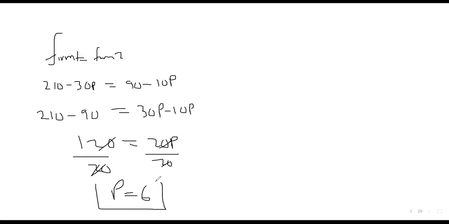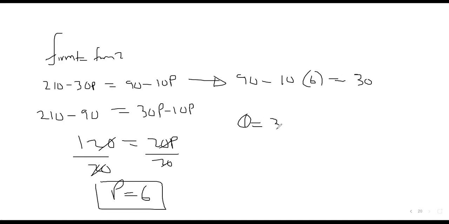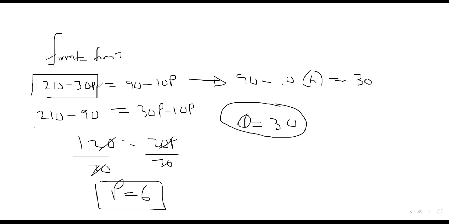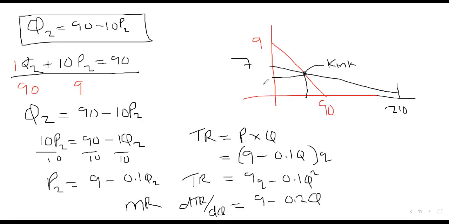Then you can substitute the P in any of these two. If you use this one, 90 minus 10, here you put a 6. So 90 minus 60, which is 30. So our quantity at the kink is 30. Suppose we put it in the other equation: 210 minus 30p. Where there's p, we put a 6. So this is 210 minus 180, which gives us 30. So Q is 30 and P is 6. Are you together so far?